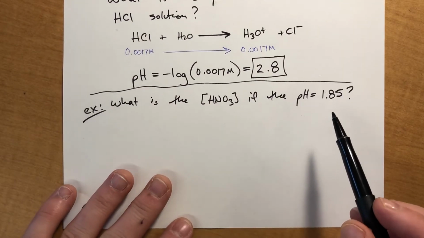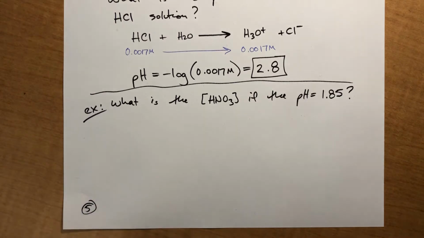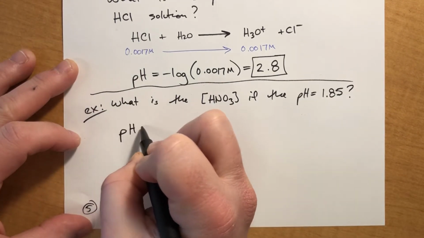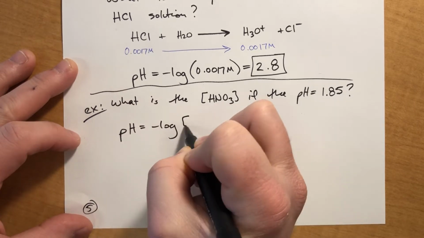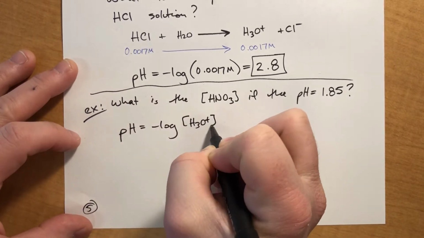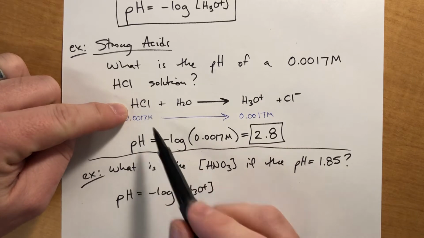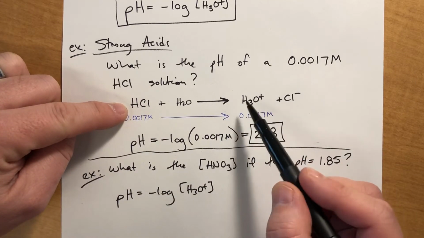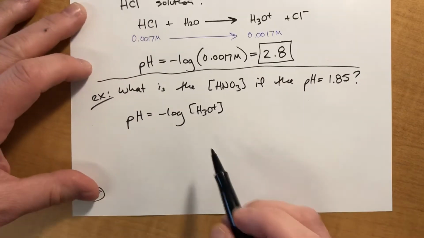We want to know, if we have the pH, what is the concentration? So for this, pH equals the negative log concentration of H3O plus, but in the same way that this worked, for every one of these HNO3s, we're going to get one H3O plus. So if we can solve for H3O plus, it's the same as this concentration.